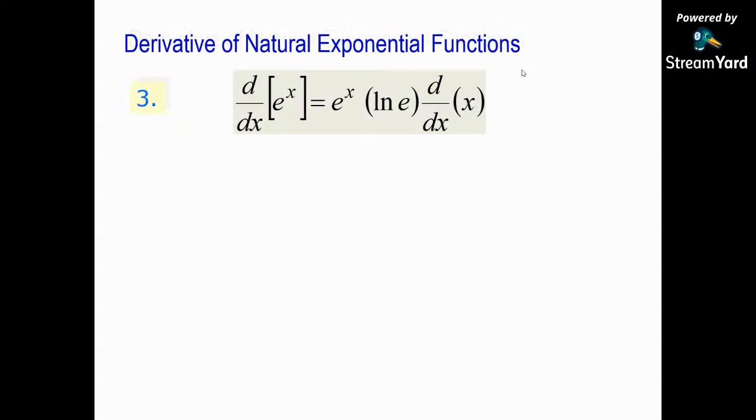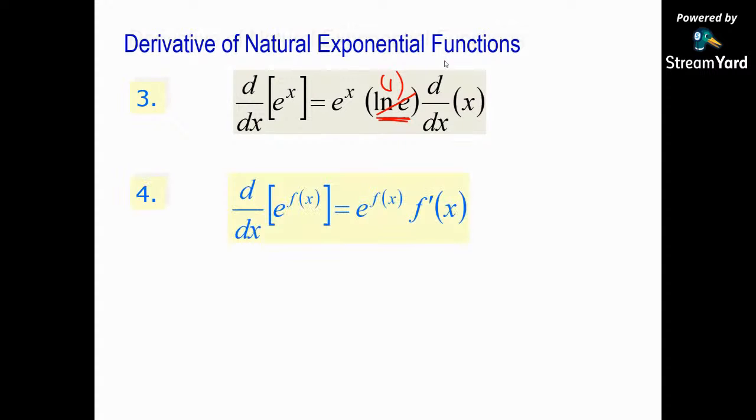Okay, so now the derivative of the natural exponential function. Now we got e to the power of something. So almost similar, except that over here we have ln of e, and ln of e is actually equal to 1. Everyone knows, the whole world agrees that ln of e is actually equal to 1. So now if you have e to the power of x, ln e, and then differentiating x, this is also 1. So differentiating e to the power of x is simply e to the power of x.